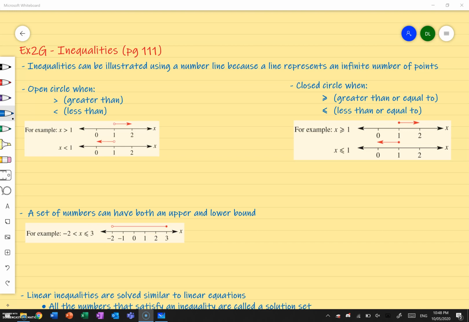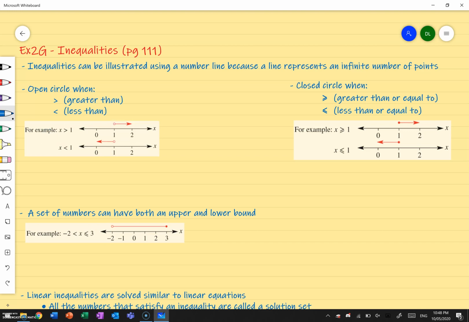So, inequalities, same as equations, except it's like an inequation, right? Inequalities are basically when I say, for example, x is anything that's less than or equal to or greater than or whatever. So you've heard these terms before. Inequalities can be illustrated using a number line because the line represents an infinite number of points. So let's go ahead and look at this example over here.